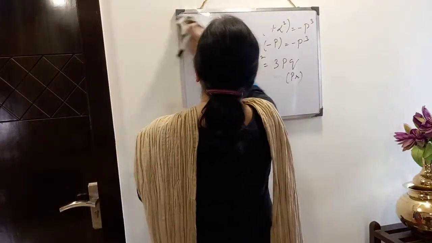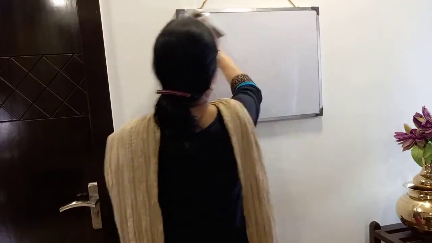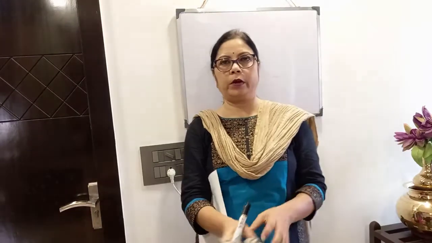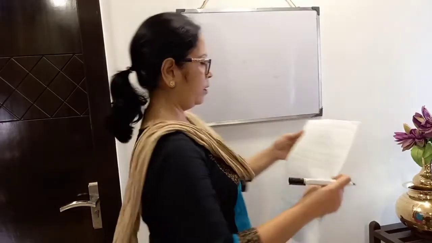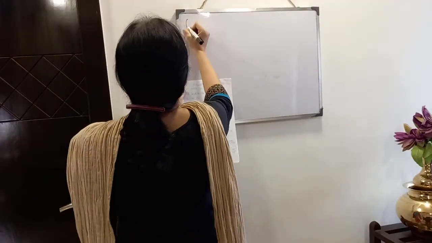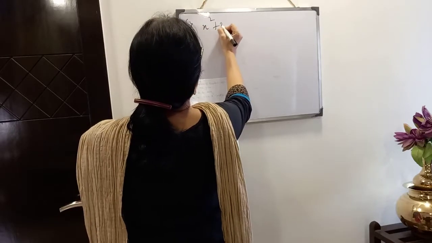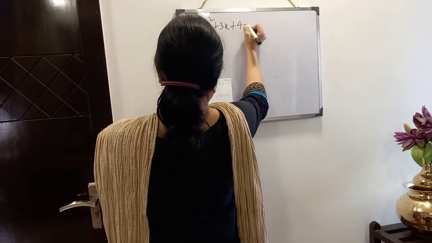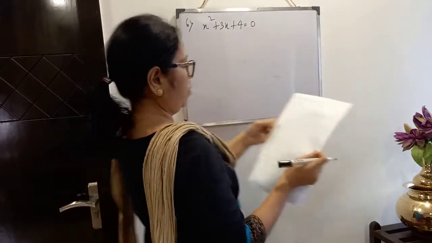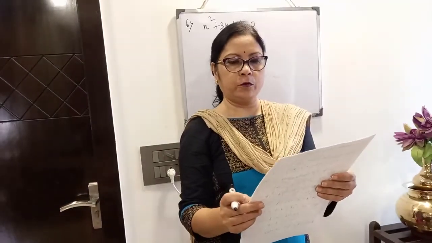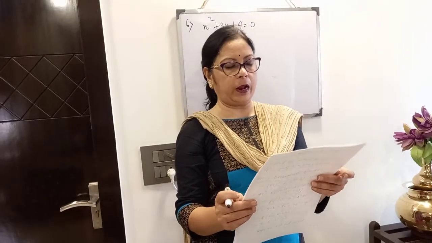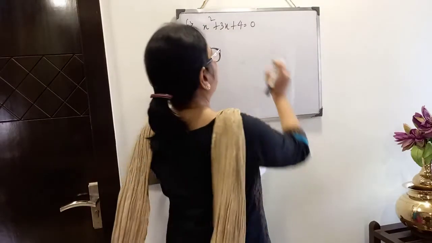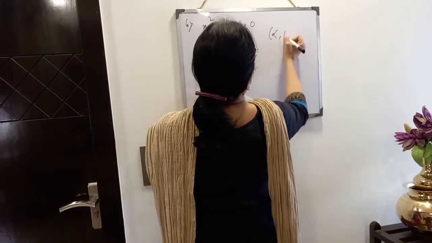Now next one is that if roots are given, how you can form the equation. I have told you that if alpha and beta are the roots of the equation, then how you can form the equation: x square minus sum of the roots into x plus product of the roots equals 0. Now here it is given that if alpha and beta are roots of the equation, then find the equation whose roots are alpha plus beta whole square and alpha minus beta whole square.